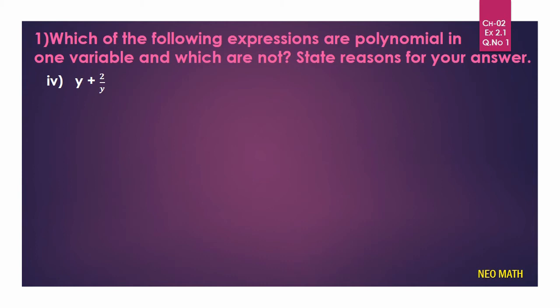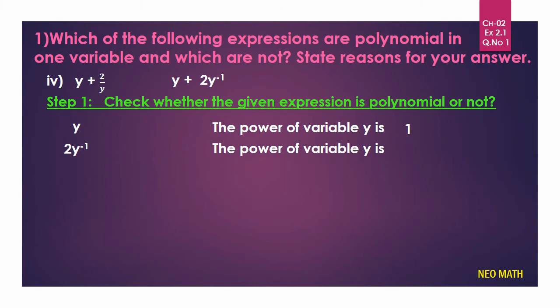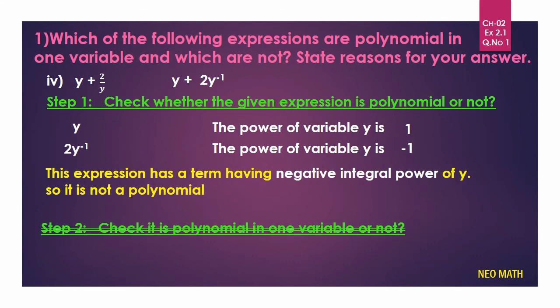Fourth part, y plus 2 by y. This can be written as y plus 2 y power minus 1. Step 1, check whether the given expression is polynomial or not. Here we have two terms, y and 2 by y, that is 2 y power minus 1. The power of variable y in the first term is 1, the power of variable y in the second term is minus 1. This expression has a term having negative integral power of y, so it is not a polynomial. So we need not do the second step.